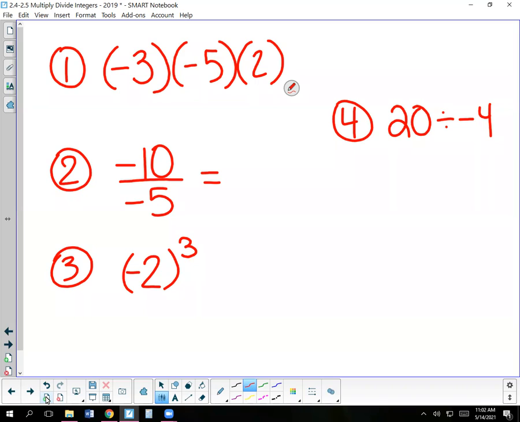So if you have a negative times a negative, it makes it positive. So -3 times -5. Negative is positive.